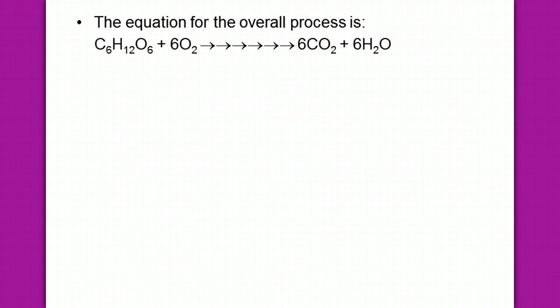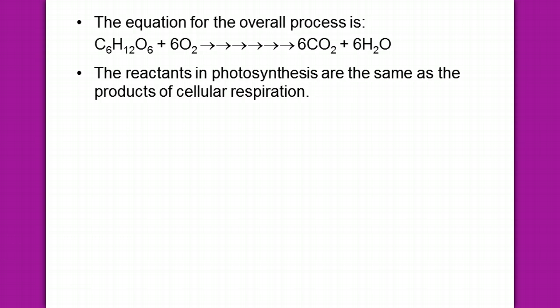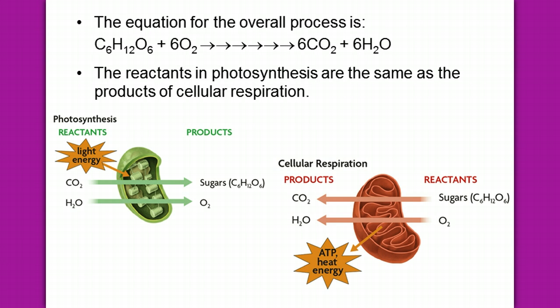So the equation for the overall process is 1 molecule of glucose plus 6 oxygen yields 6 molecules of carbon dioxide and 6 molecules of water. Now hopefully that looks familiar, because like I said, photosynthesis and cellular respiration are like mirror images. The reactants in photosynthesis are the same as the products of cellular respiration. So when we look at the diagram, here are the reactants of photosynthesis, water and carbon dioxide. Look at that. The products of cellular respiration, carbon dioxide and water.